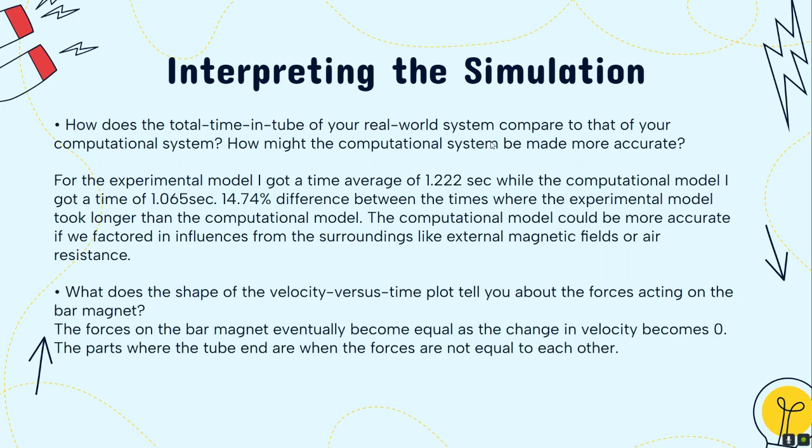How does the total time in tube in the real world system compare to the computational system? For the experimental model, I got an average of 1.222 seconds, while for the computational model, I got 1.065 seconds. It's about a 14.74% difference between the experimental model, and it shows that it could have been more accurate if we considered other influences outside of the system, like external magnetic fields or air resistance.